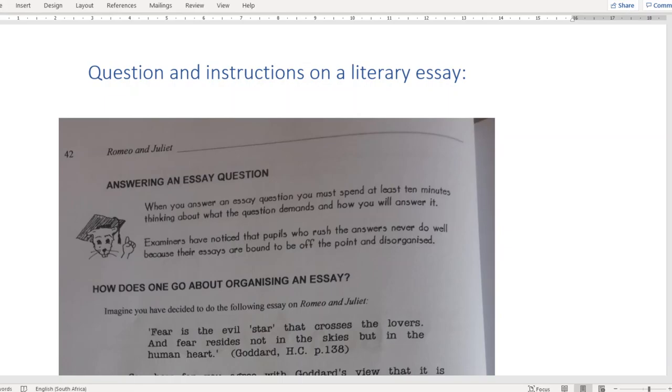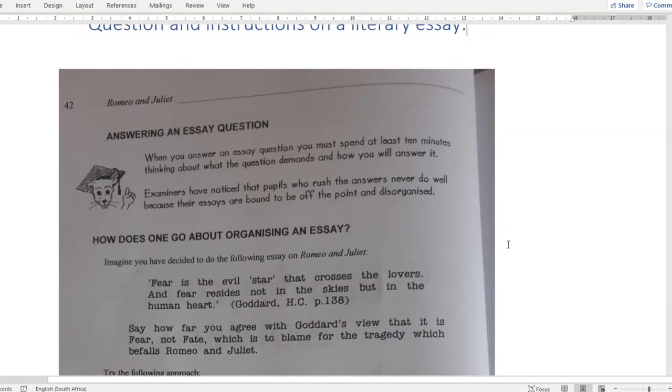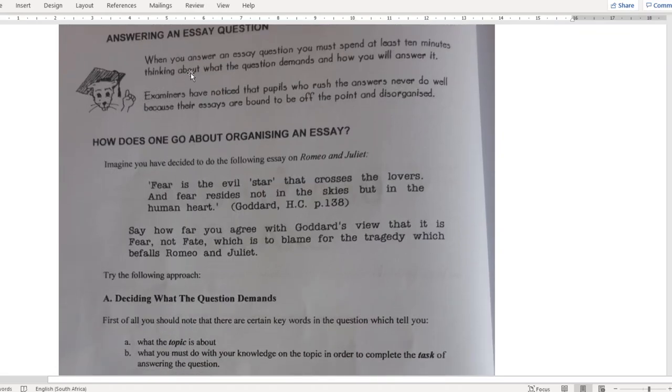Welcome, grade 10s. I thought I'd just go through the question and the instructions you were given for your literary essay on page 42 to 43 of your MacRat book. So basically, this is what it says. It goes on to explain to you how to answer an essay question. And here you've been given an essay topic that you need to do.